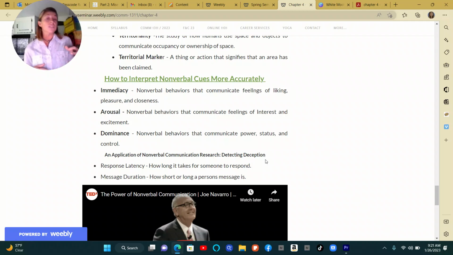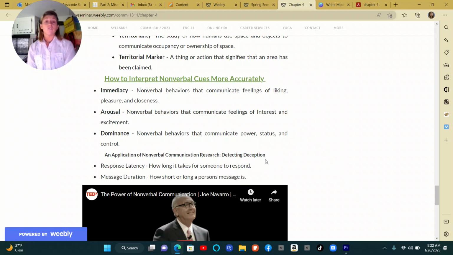Arousal, nonverbal behaviors that communicate feelings of interest and excitement. So immediacy and arousal, these are positive nonverbal behaviors. People opening up their chest to you, facing you, right? Dominance, this is nonverbal behaviors that communicate power, status, and control. That's like someone standing over you, someone talking over you, but that's not nonverbal. But if they're standing over you, or standing in front of you, right, this is a dominance.